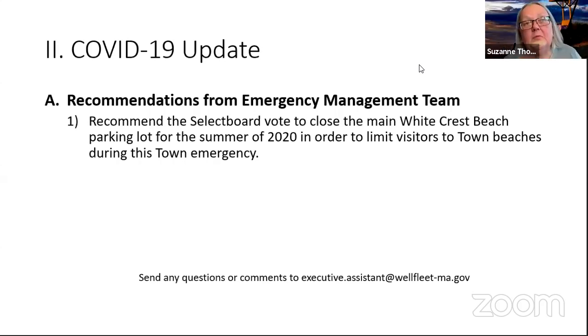So last summer, we had 6,496 paid vehicles at Whitecrest Beach, which means that we would be limiting the number of bodies on the beach from anywhere between 13,000, which would be two people per vehicle, to 26,000 over the course of the summer by not having pay parking at Whitecrest. And that is the basis of the recommendation, because we are charged with reducing the density of people in public places for public safety.